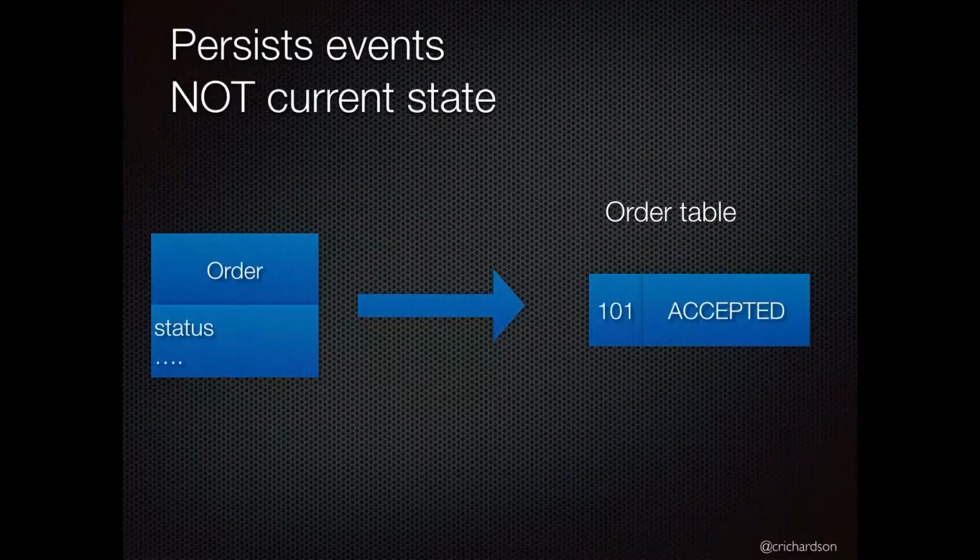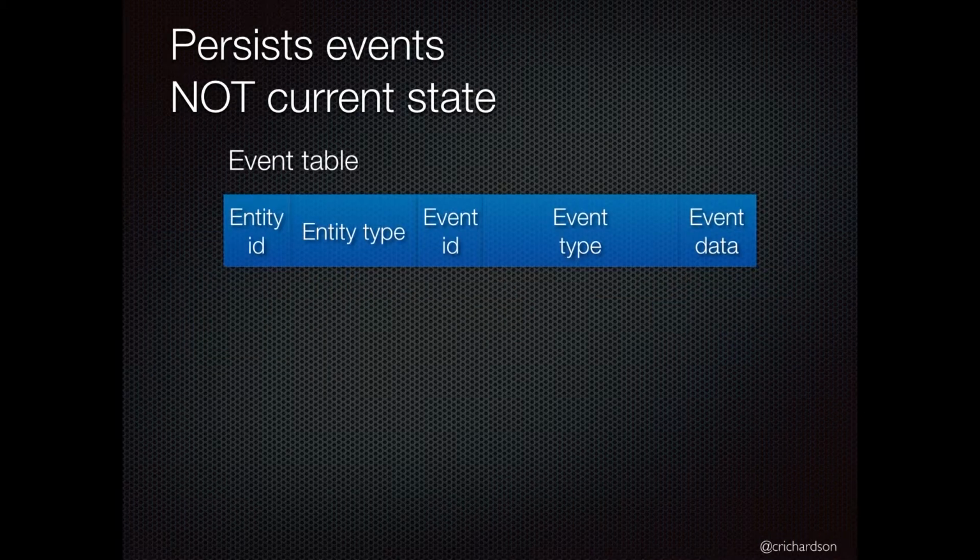But where it gets exciting and different is how we actually persist our business entities. So if you think about the standard approach, we store the current state. So for an order, that means that we would have an order table, and we would have a row in the order table that stores the current state of that order. So we'd have an ID column and a state column and so on. But with event sourcing, we don't do that. We do not store current state. And instead what we do is store the sequence of state-changing events.